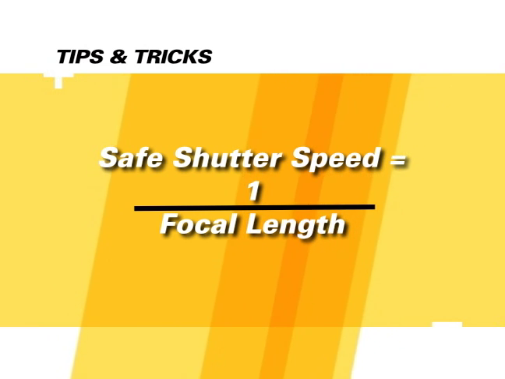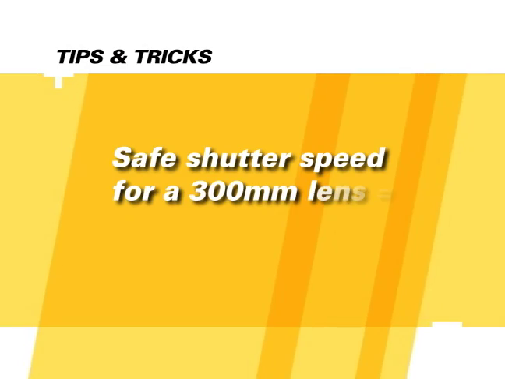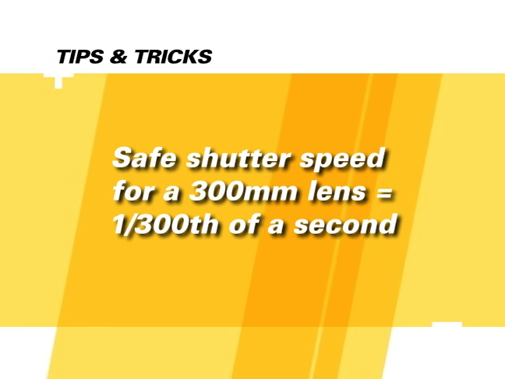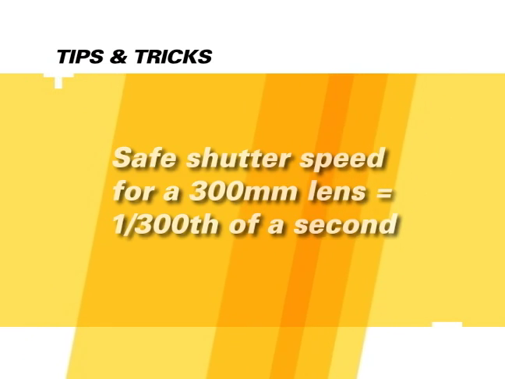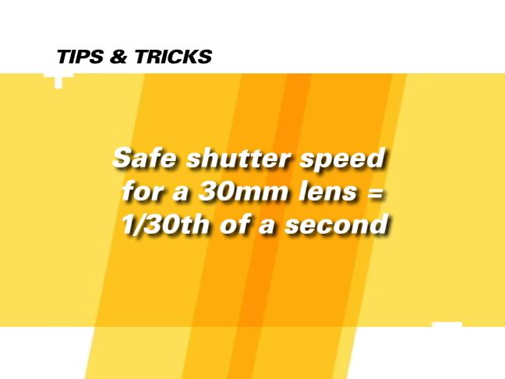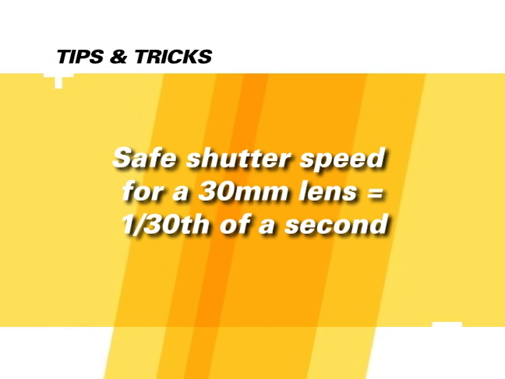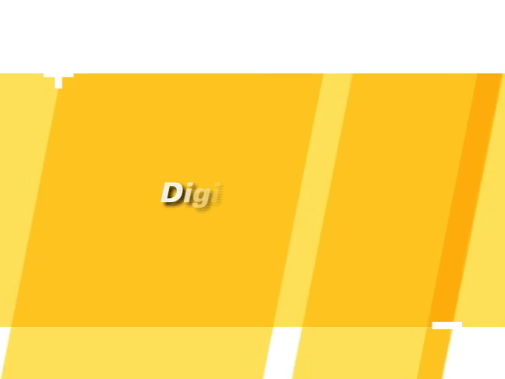Confusing? Let me explain. If the focal length of your lens is 300 millimeters, for example, you should set your shutter speed to at least 1/300th of a second. If the focal length is 30 millimeters, you might get by using a shutter speed as low as 1/30th of a second.